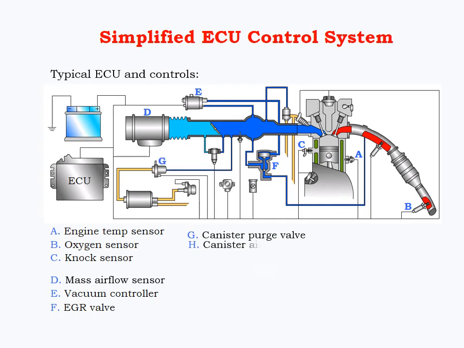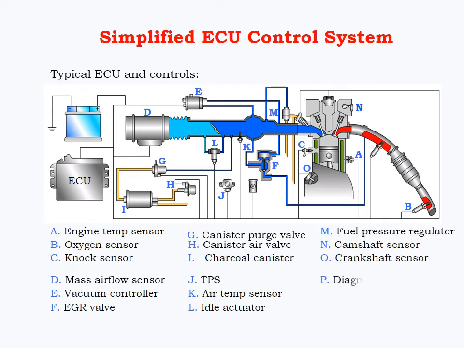The simplified ECU control system is the total control of the engine. That is the total engine control we are using. In this we have different kinds of sensors. In the last slide we saw the input devices. Like that we see a NOx sensor, oxygen sensor, mass airflow sensor, vacuum sensor, EGR valve, like that.